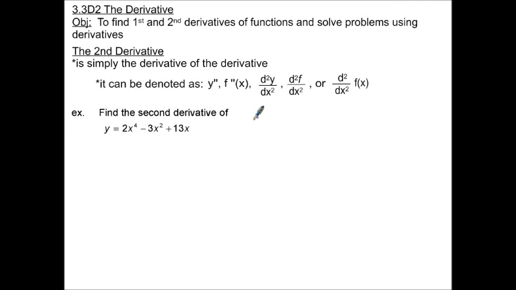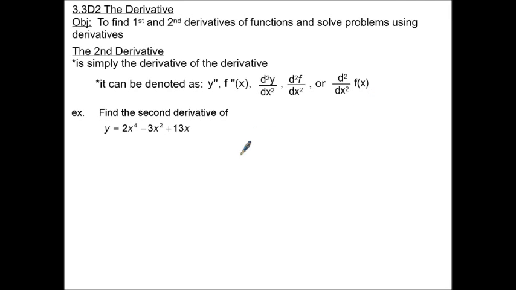Now notation-wise, if you're using an apostrophe, you just use two of them. Or if you're using this dy dx sort of notation, you do d squared y over dx squared. I know it seems a little bit confusing, but that's the way it works, mostly because of this notation right here. So you still have the original function, and the other two just says that you're doing the second derivative.